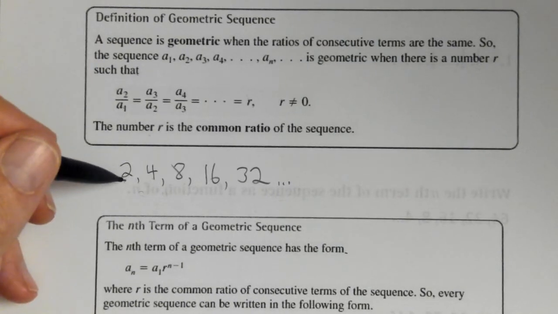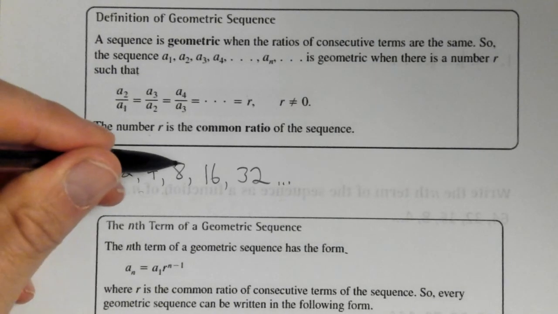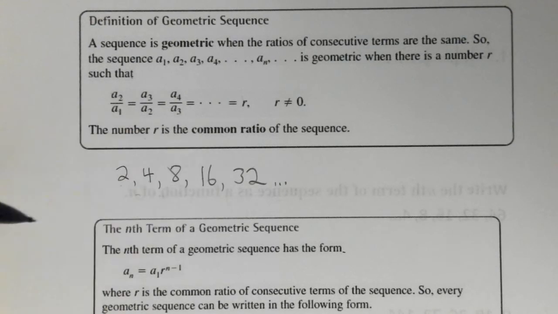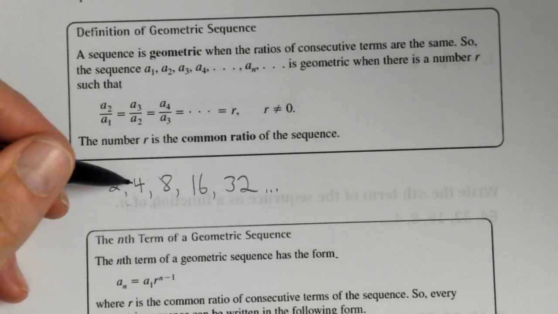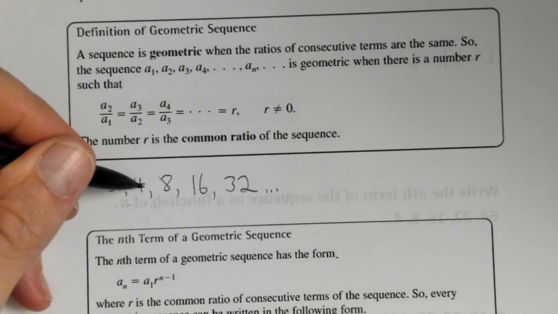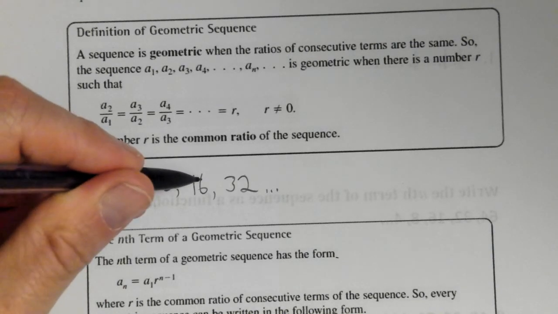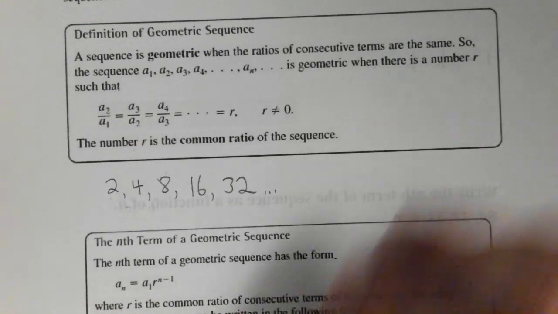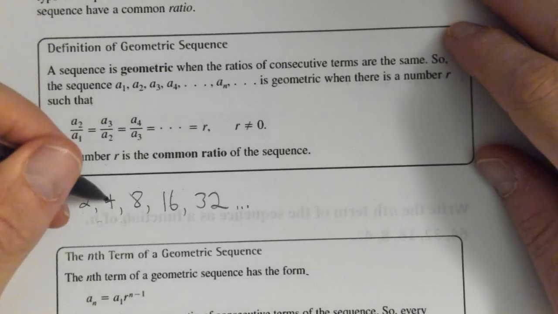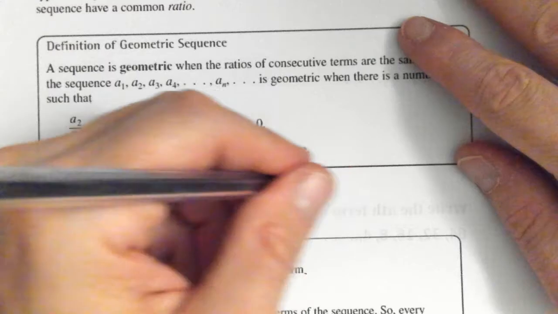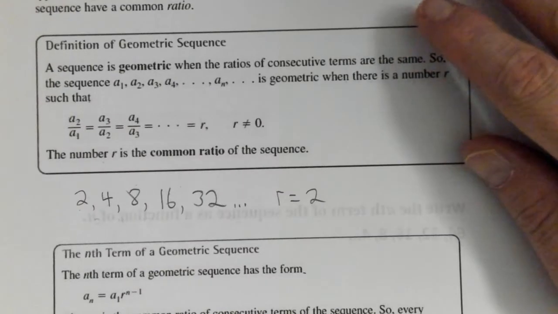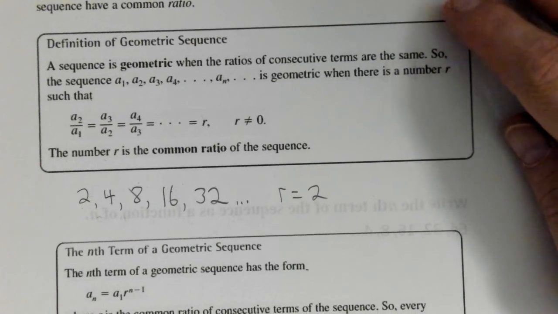In other words, instead of having to add the same thing every time to get to the new number, you have to multiply by the same thing every time to get the next number. So what would I multiply 2 by to get 4? Times 2. What do I multiply 4 by to get 8? Times 2. 8 times 2, 16. 16 times 2, 32, and so on. So we see that we multiply times 2 every time. So this is a geometric sequence, and the common ratio is 2. You multiply times 2 every time to get the next number in the sequence.